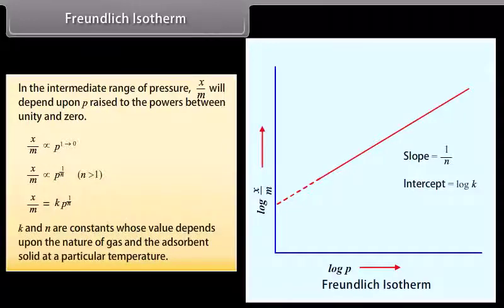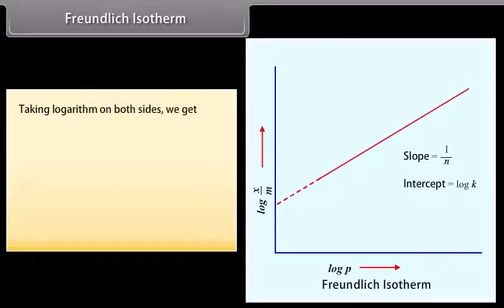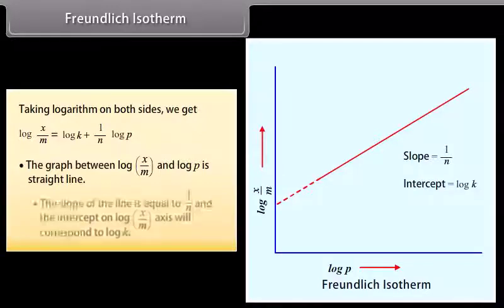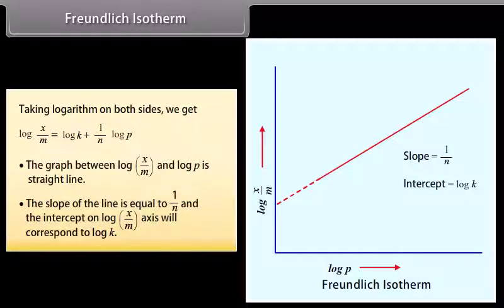K and n are constants, whose values depend upon the nature of the gas and the adsorbent solid at a particular temperature. Taking logarithm on both sides, we get log x/m is equal to log k plus 1/n log p. The graph between log x/m and log p is a straight line. The slope of the line is equal to 1/n, and the intercept on the log x/m axis will correspond to log k.